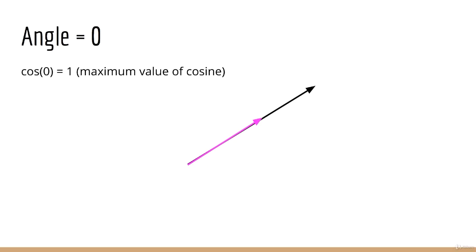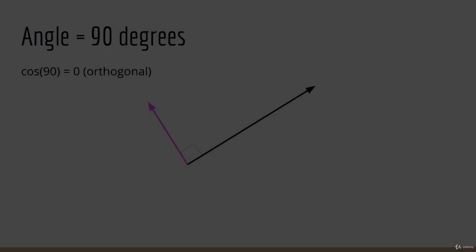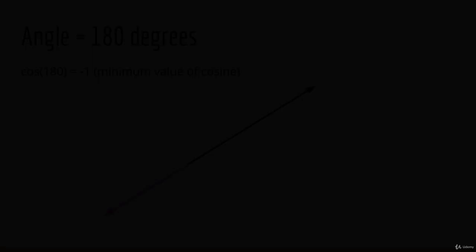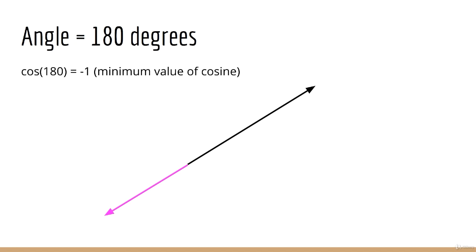So how does this work geometrically? Consider just the angle for a moment. If the angle between the two vectors is 0, then the cosine of that angle is 1. That's the maximum value of the cosine. Now imagine that the angle between two vectors is 90 degrees. Then the cosine of that angle is 0. Finally, imagine that the angle between two vectors is 180 degrees. This is basically as far apart as possible. Then the cosine of that angle is -1, which is the minimum value of the cosine.